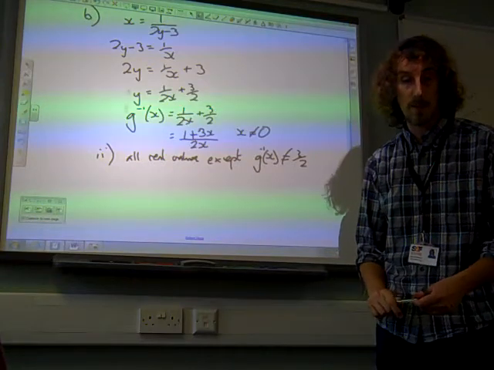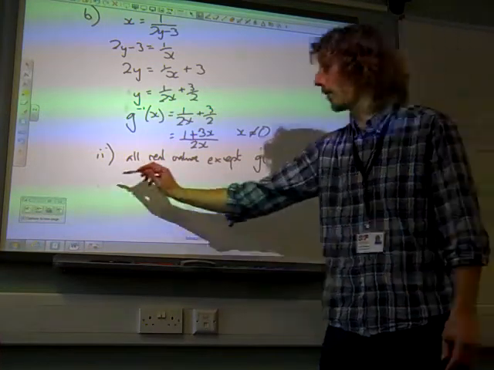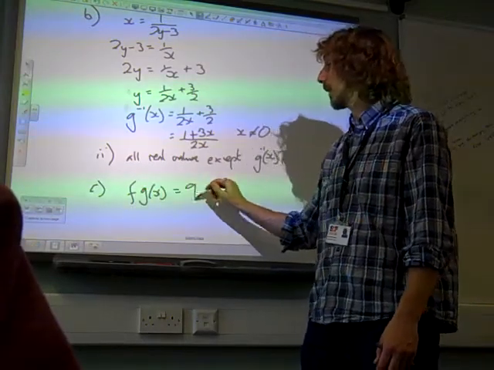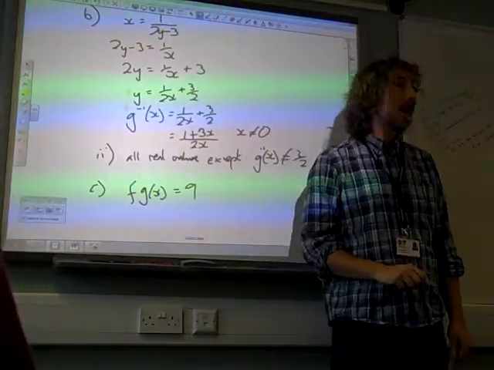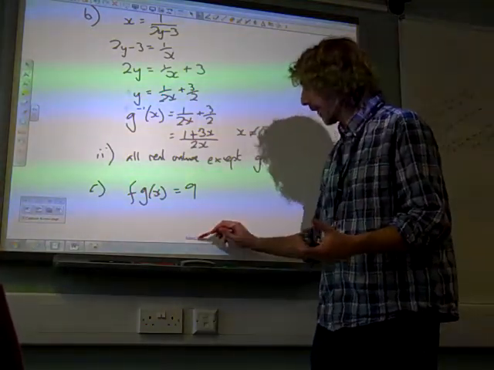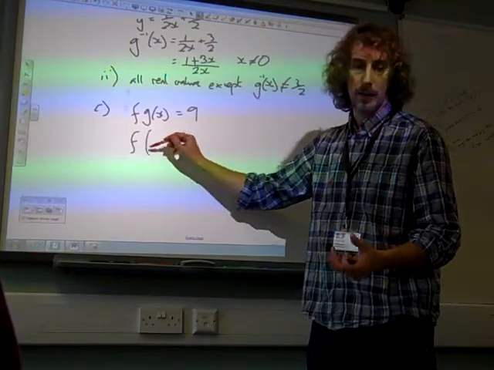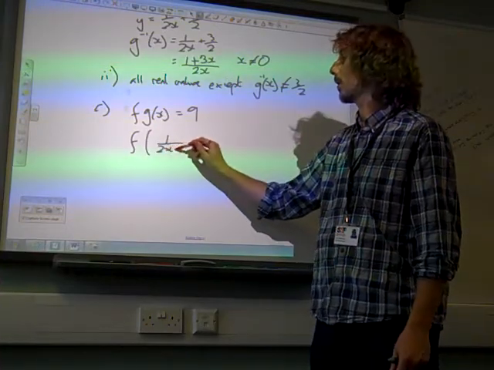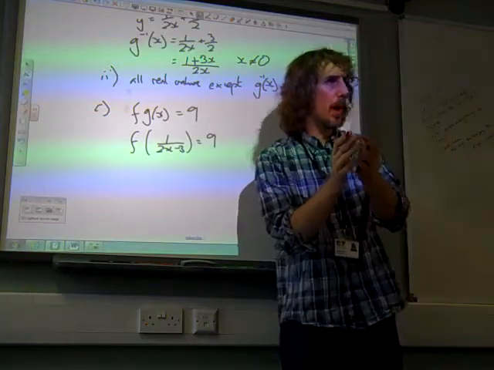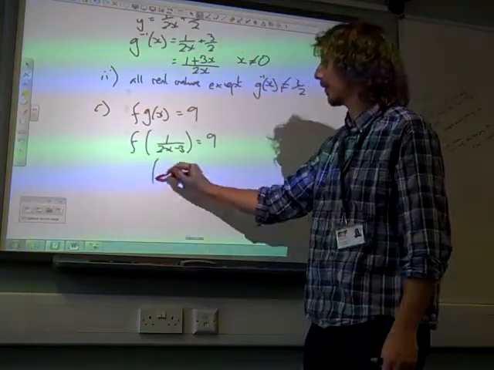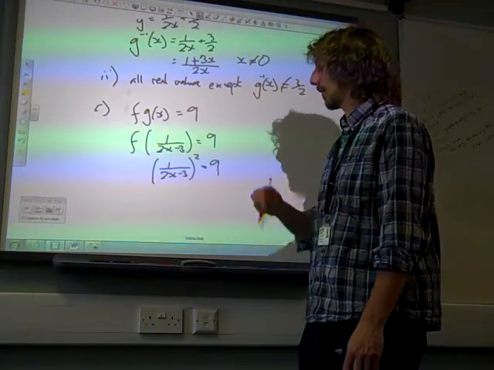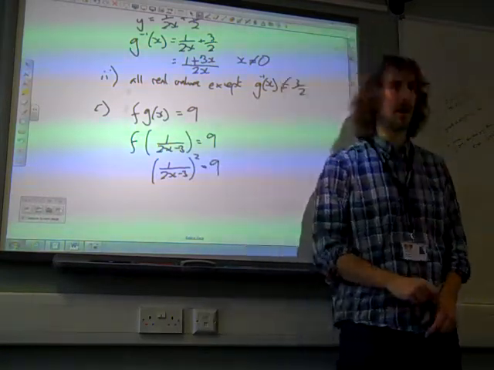Part C said, solve the equation f of g of x equals 9. And this was just about understanding the way the composite functions are put together. So this is f of g of x is equal to 9. And the function f says that you square whatever the input is. So this is 1 over 2x minus 3 all squared. It's 9. We're now going to think how we're going to deal with this.